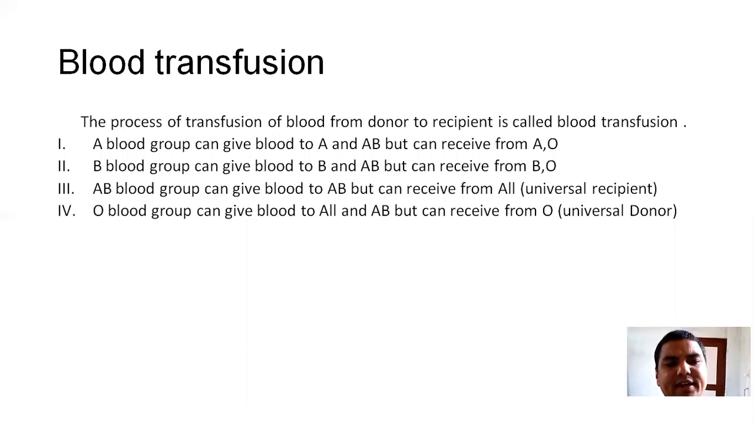AB blood group can give blood to AB, but can receive from all, so it is called the universal recipient. O blood group can give blood to all blood groups, A, B and AB, but can receive only from O, so they are called the universal donor.